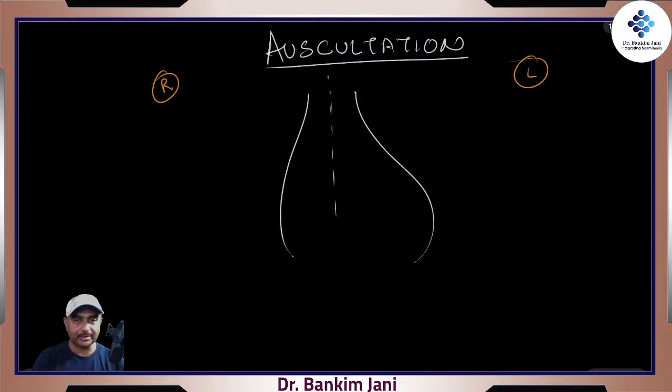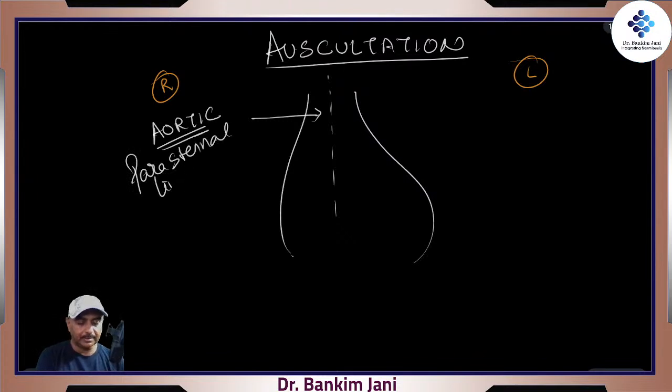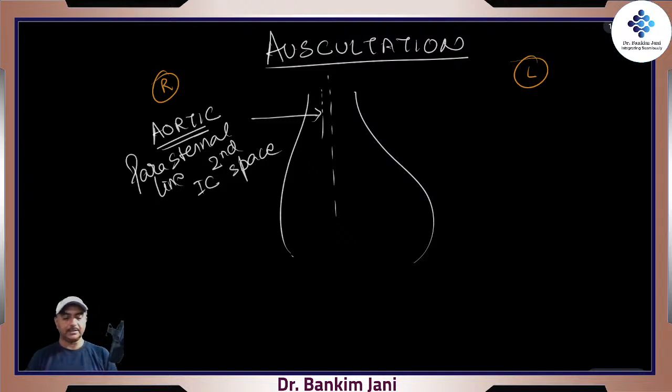One is the aortic area. This aortic area has to be on the parasternal line. So that's the sternum, and parallel to the sternum on the right hand side, in the second intercostal space. So in the second intercostal space, that is aortic. This area would be aortic: parasternal, right side, second intercostal space.